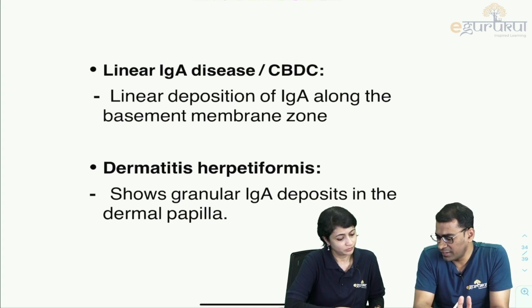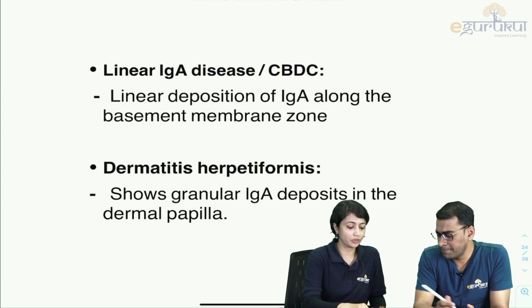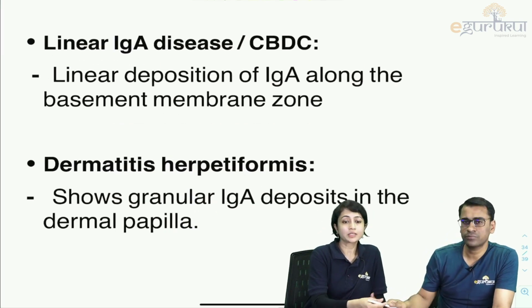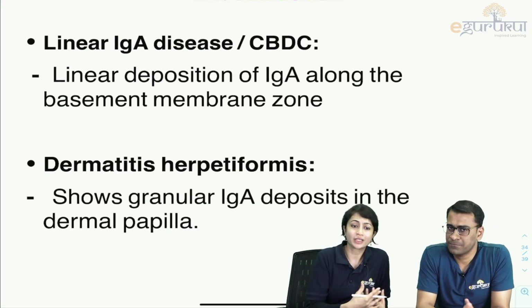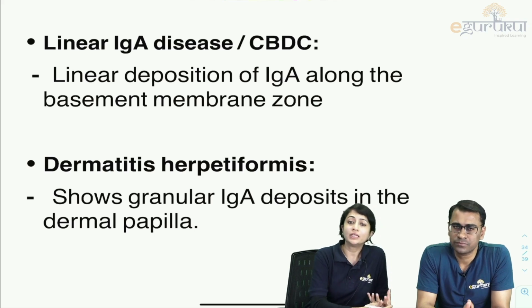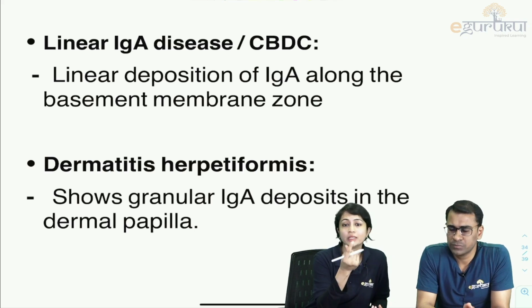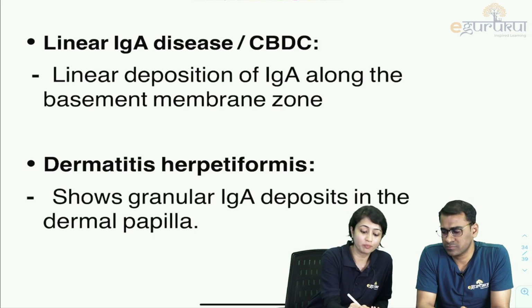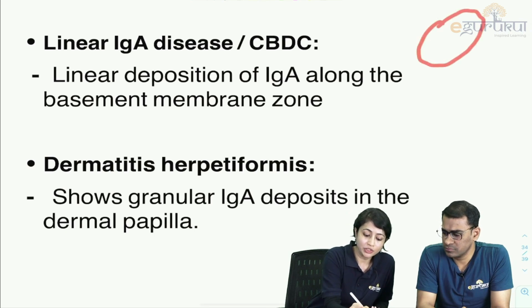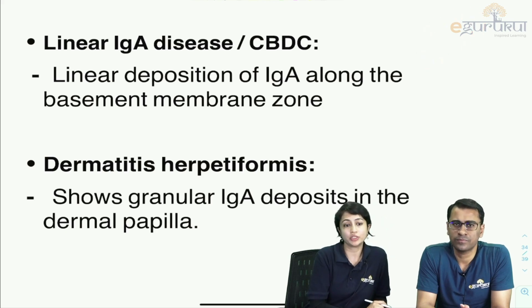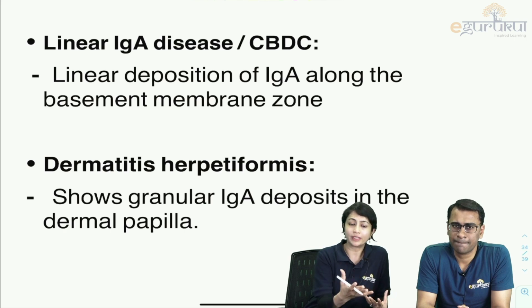About the clinical features, would you like to add something here, ma'am? For these two? So Dermatitis herpetiformis, I already told you, you get itchy excoriated papules. In linear IgA disease, you typically get an appearance which is called a string of pearls appearance. So you have a lesion and you have a bulla which is appearing as string of pearls at the periphery of the lesion. So that is typical of linear IgA disease.